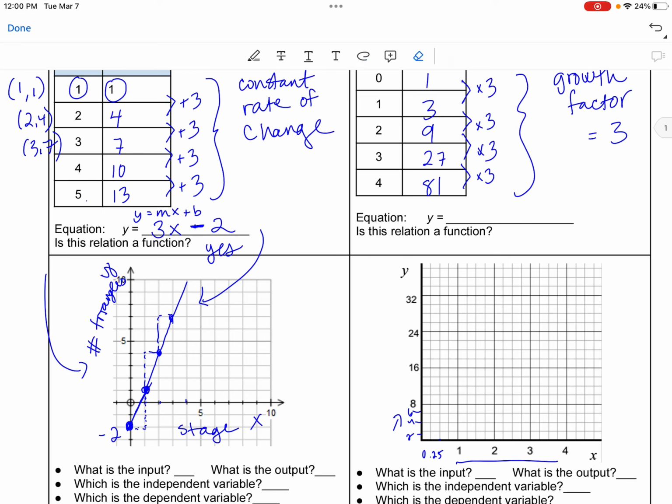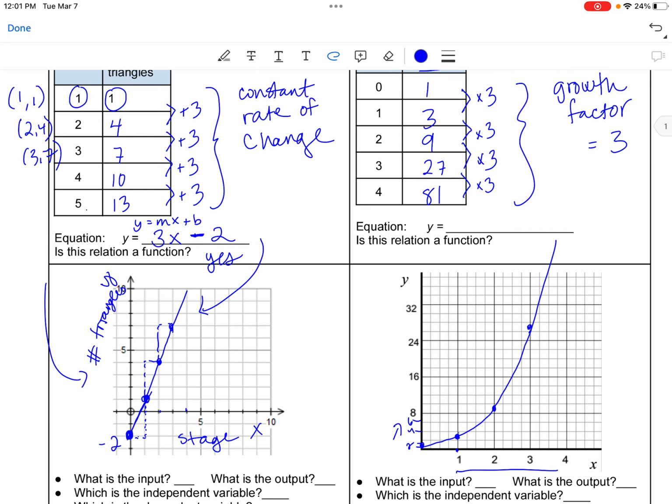I'm sorry. Didn't pay attention to my own. Sorry, at stage 0, we have 1 triangle. Here's stage 1. At stage 1, we have 3. At stage 2, we have 9. Stage 3, we have 27, right? So we can start to see it's not a line, it's going to be a curve. This is going to be an exponential function.